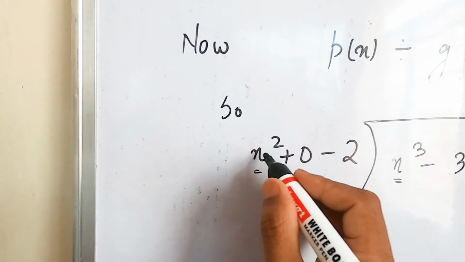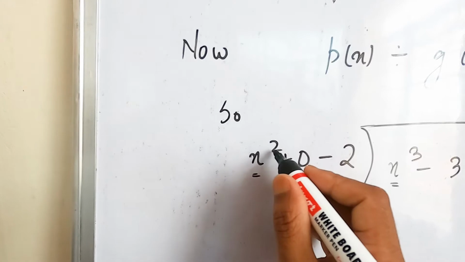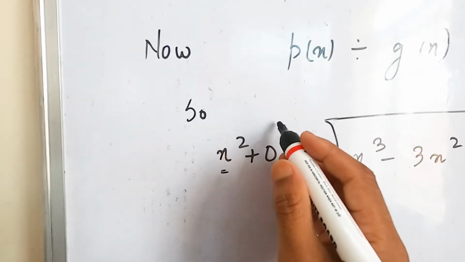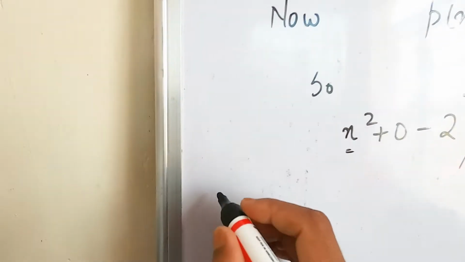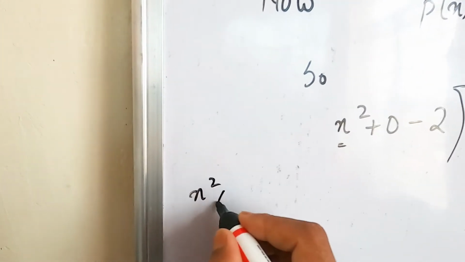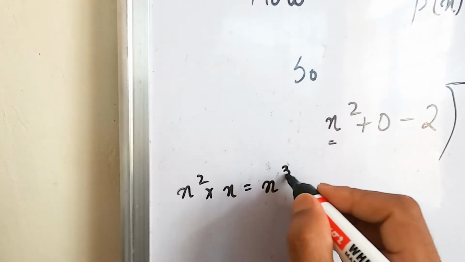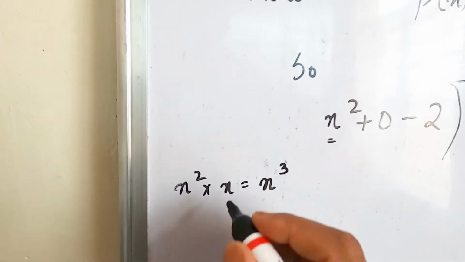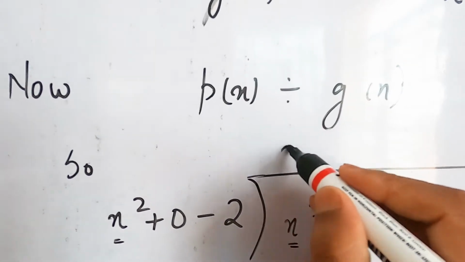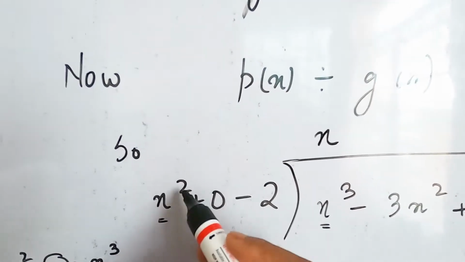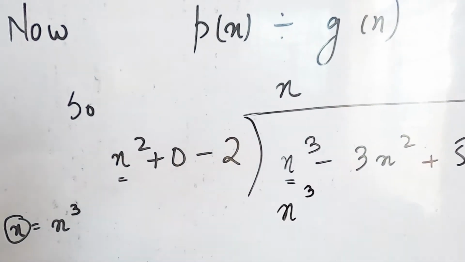So what we need to do is multiply x square with a number in such a way that we will get x to the power cube. So x square into x, we will be getting x to the power cube. In this case the quotient will be x, so we will write here x, because x square into x gives x to the power cube.